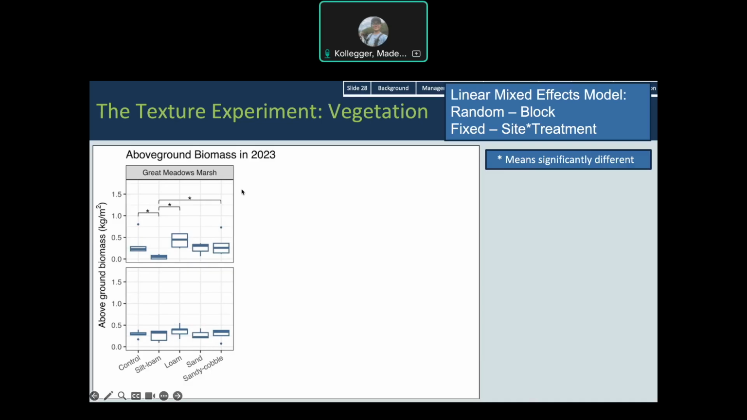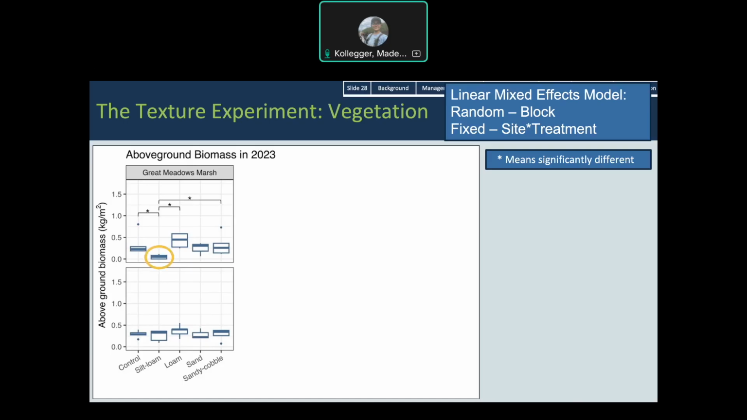The top square is high marsh and the bottom square is the low marsh. Anything that's a star indicates that it was significantly different, so higher or lower than something else. And these were calculated with our linear mixed effects models, with a random effect for block and a fixed effect that is a site and treatment interaction, and then some post hoc tests.